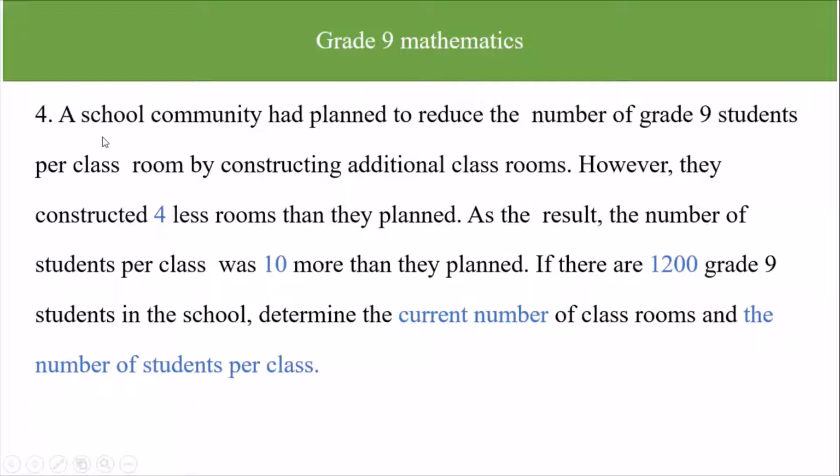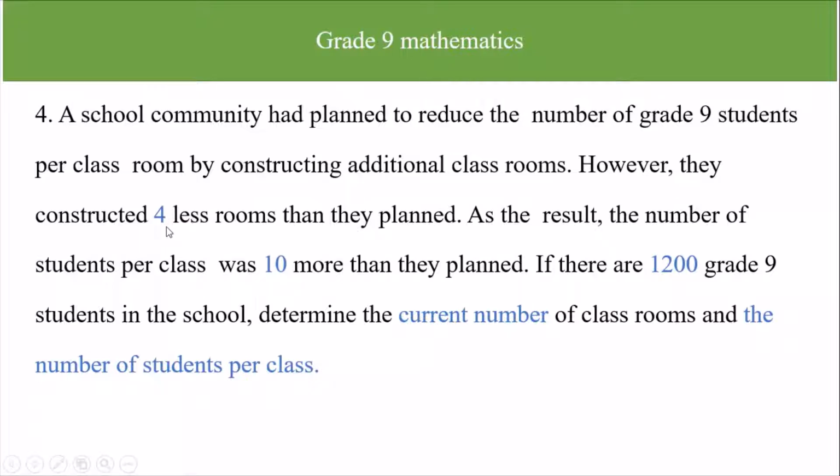When you go back and reread the problem, it says that a school committee had planned to reduce the number of grade 9 students per classroom by constructing additional classrooms. We are not told the number of classrooms they planned, but they told us their intention of adding some classrooms by construction. So here it says, however, they constructed 4 less rooms than they planned.